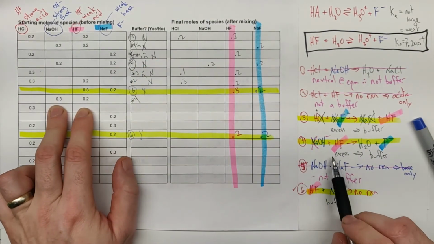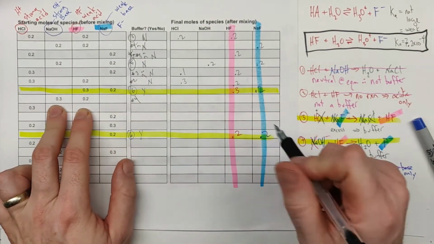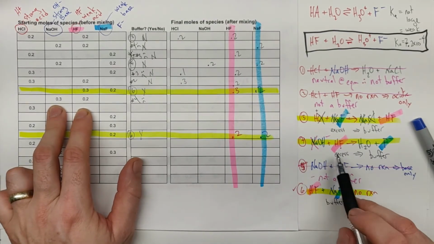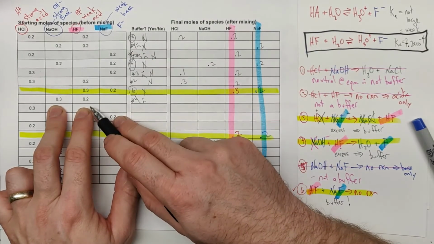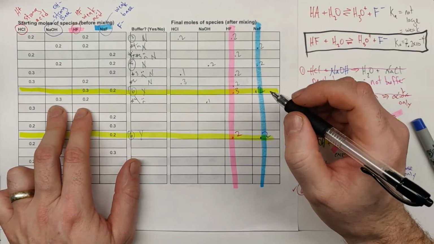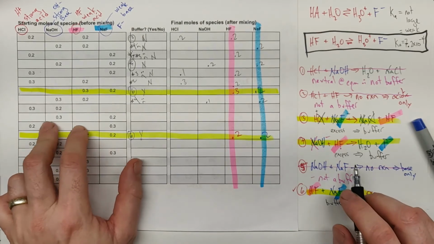And the question is, do we have excess HF? And the answer is no, we've got excess NaOH. So this is another sad case, because number 4 would work if we had excess HF. However, we're going to end up with 0.1 moles right there and then 0.2 moles right there of our NaF.